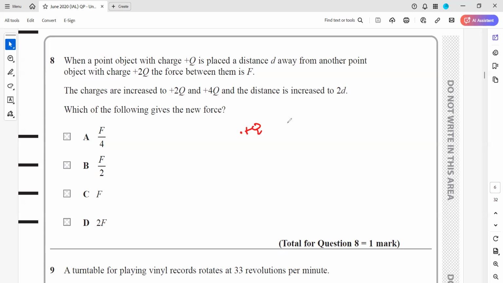The two charges are not one charge. The question says charges, I misread it. I thought it was one of the charges, but they mention here charges.